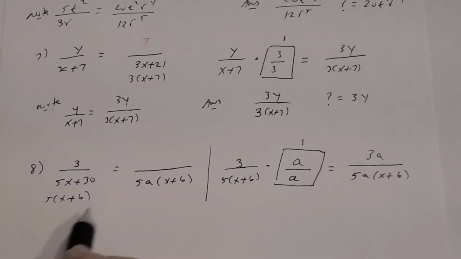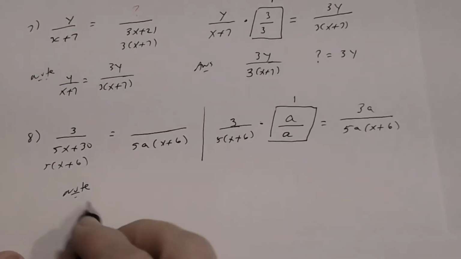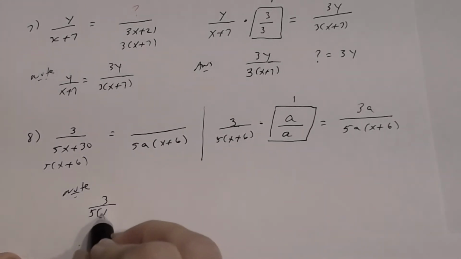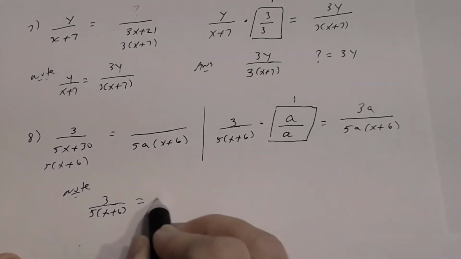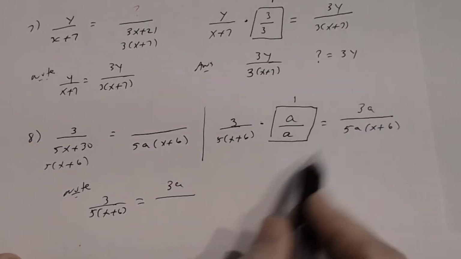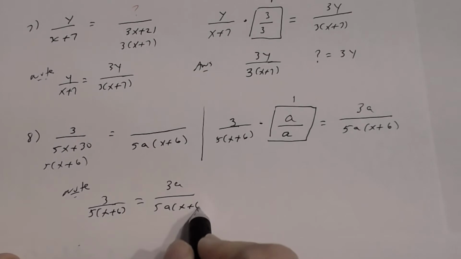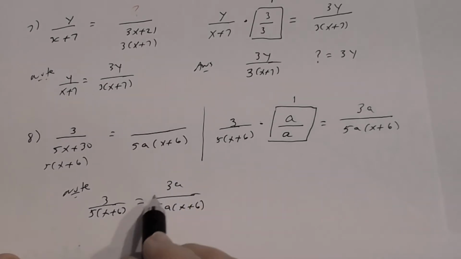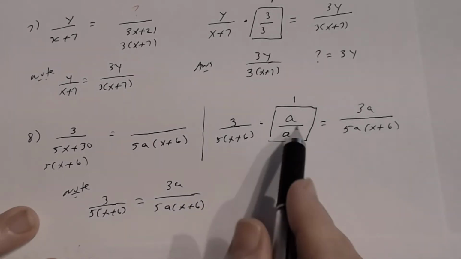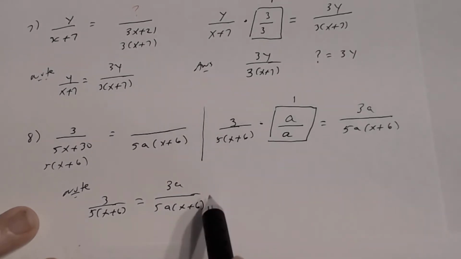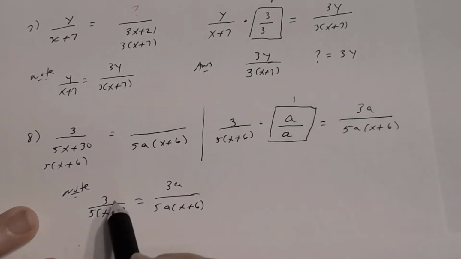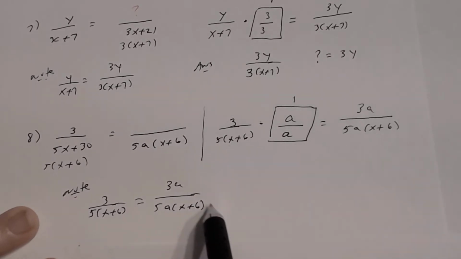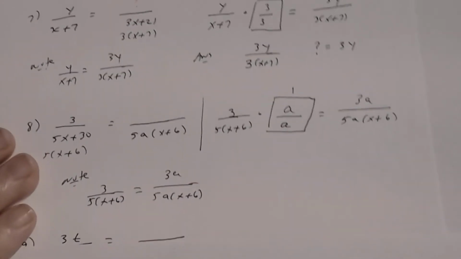And so you're done. So note what you just found is that 3 divided by 5 times x plus 6 is equivalent to 3a divided by 5a times x plus 6. Those two are equal to each other. So if you simplify this, you're going to get this back. And notice, I multiplied by a, both numerator and denominator. So if I divide 3a by a, I get 3. If I divide this product by a, I get 5 times x plus 6, which is what this is. Okay? All right, number 9.